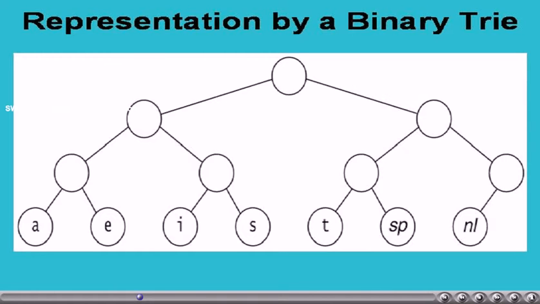Similarly, for E, it is 0, 0, 1. That is, we have to come left from the root, again left, then right. That's 0, 0, 1. Like this, the codes of the symbols can be got even if the symbols are represented in the binary trie fashion. Here, for any symbol, you get uniform length codes, as all the symbols are at the lowest level.